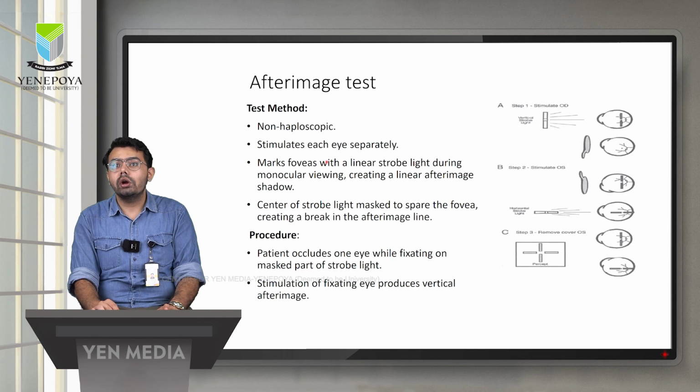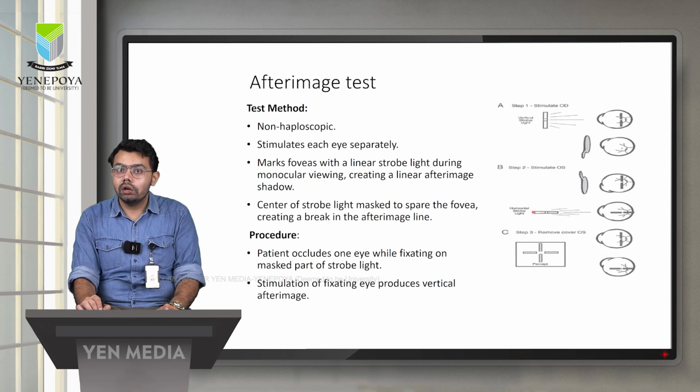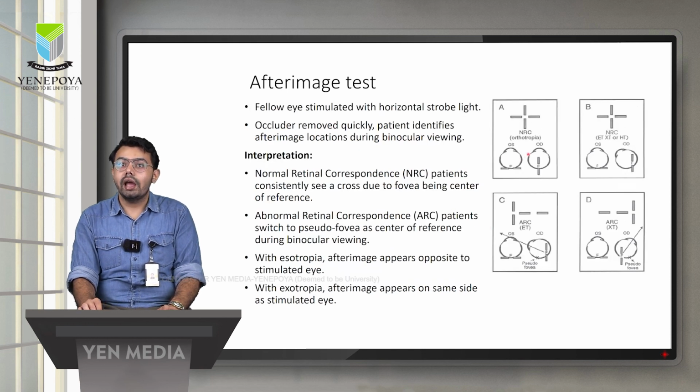After image test, it's a non-haploscopic test and it stimulates each eye separately. So in this test we use a linear streak of light, first vertical and then horizontal, and when we are using it for one eye, we have to cover the other eye. So if we are covering the right eye and giving the left eye a vertical streak of light, and in step 2 the left eye is covered and the right eye is shown a horizontal streak of light. If a patient is having a normal retinal correspondence, they will fuse the image and a plus image will be seen.